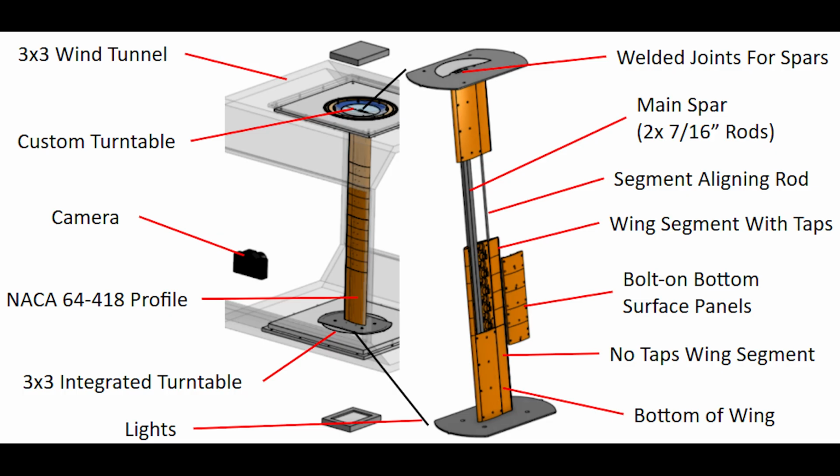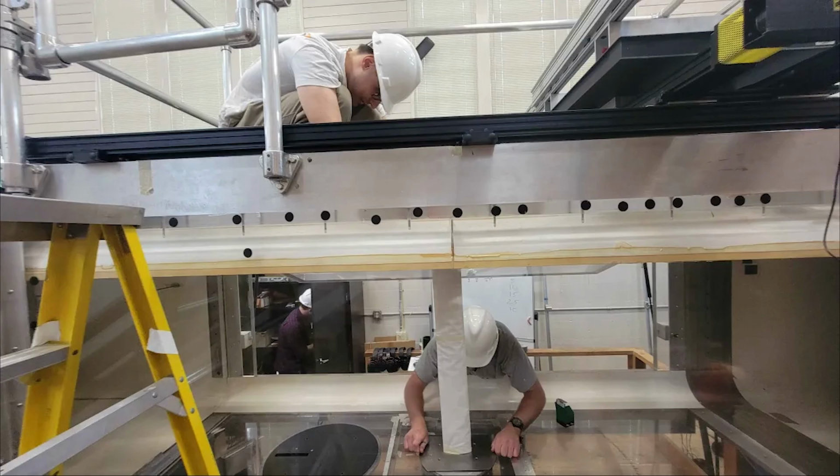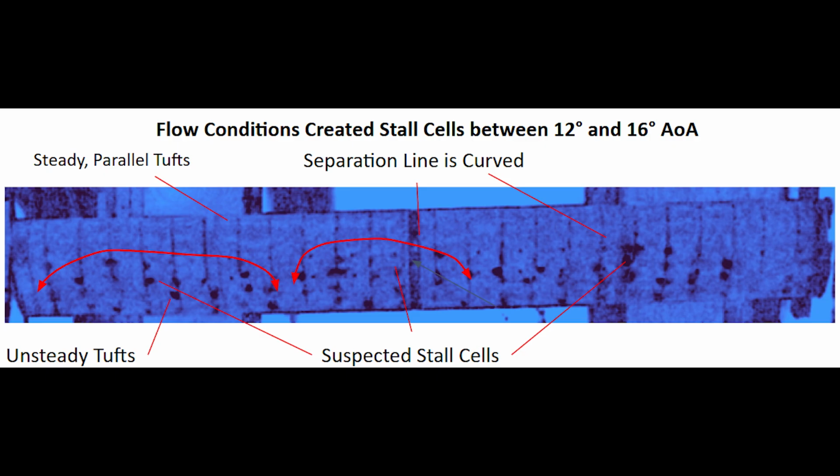To find and measure these stall cells, we constructed 2 wings with integrated pressure measurements that could take over 12,500 samples per second. We conducted 3 rounds of testing to verify all of our systems functioned, and also to demonstrate that they would be capable of detecting stall cells.